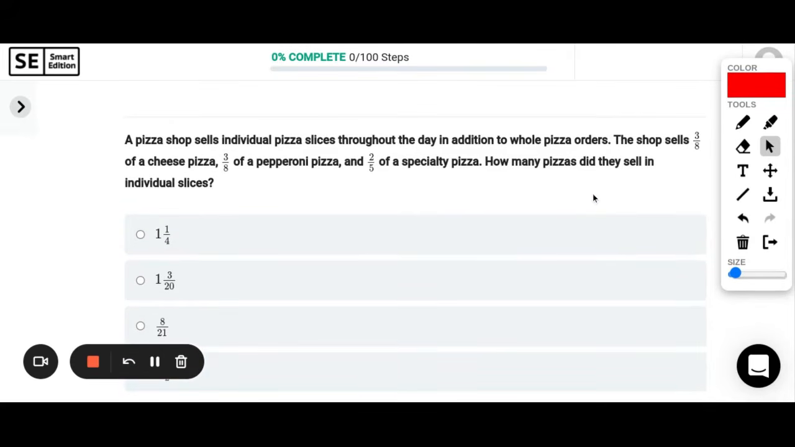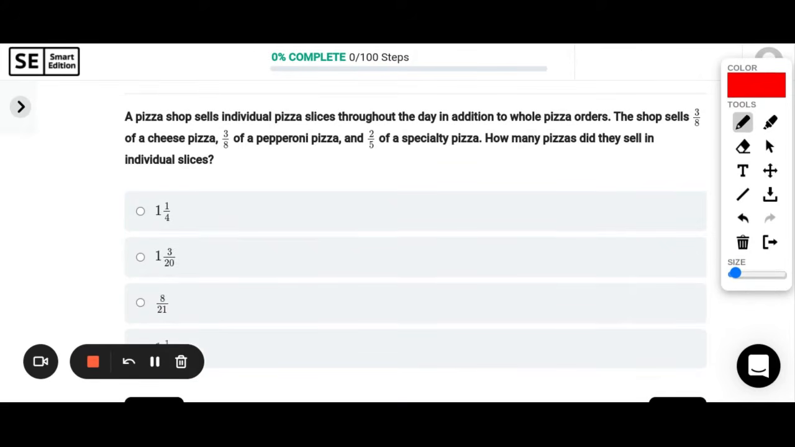Okay, next we have a word problem. A pizza shop sells individual pizza slices throughout the day in addition to whole pizza orders. The shop sells 3/8 of a cheese pizza, 3/8 of a pepperoni pizza, and 2/5 of a specialty pizza. How many pizzas did they sell in individual slices? So we want to know the total that they sold here. They sold 3/8 for a cheese, 3/8 for pepperoni, and then 2/5 for a specialty pizza.